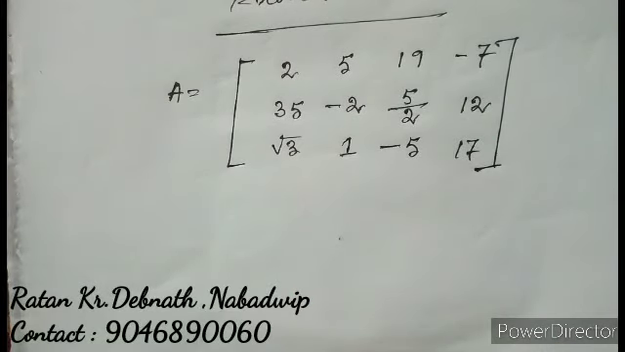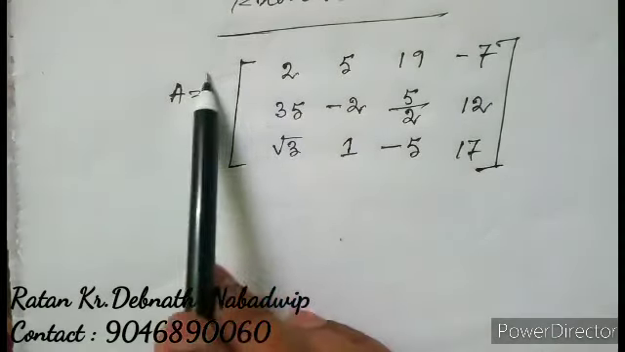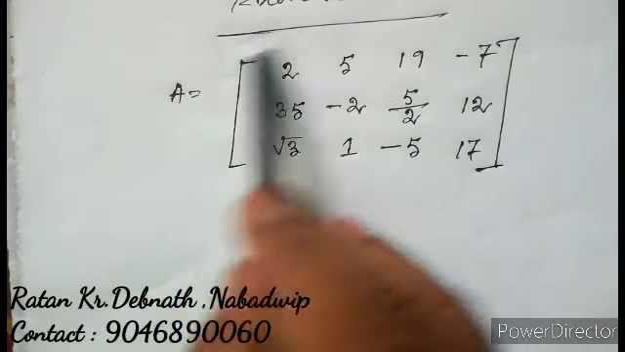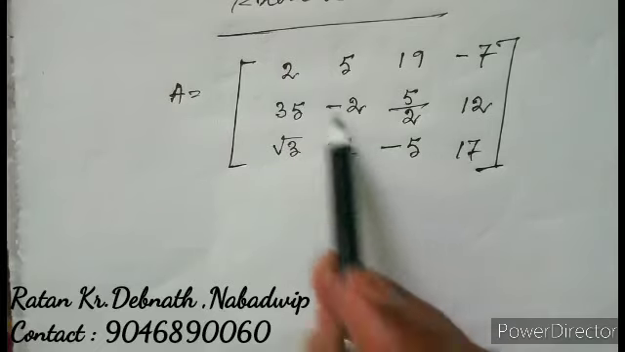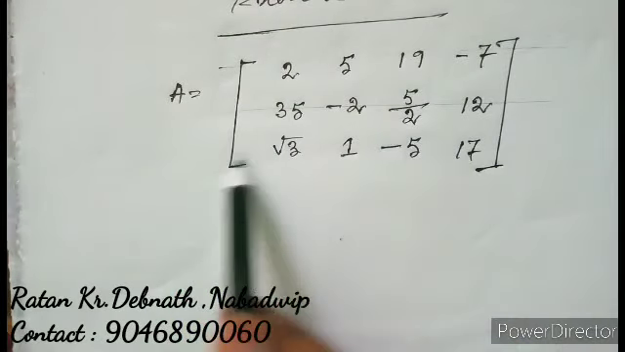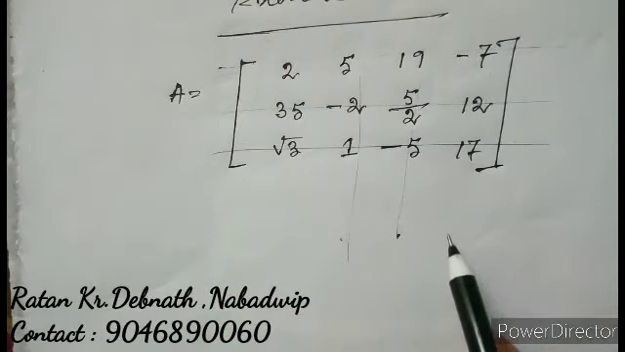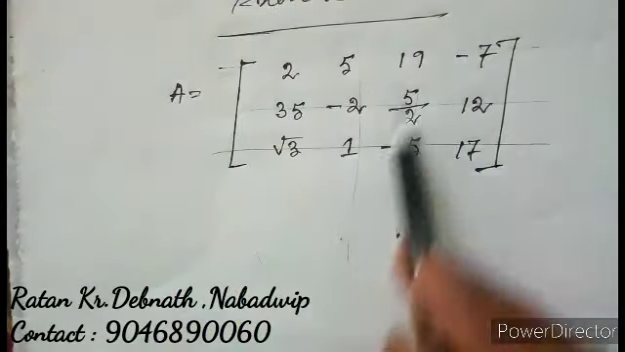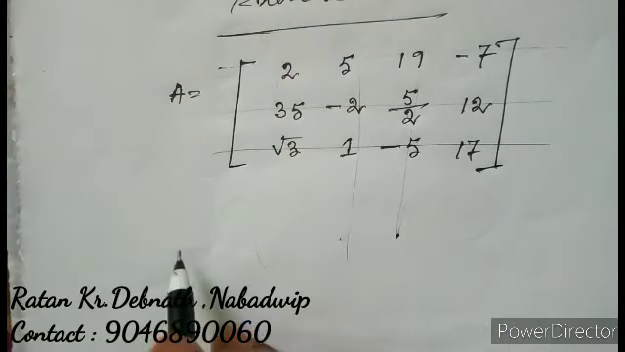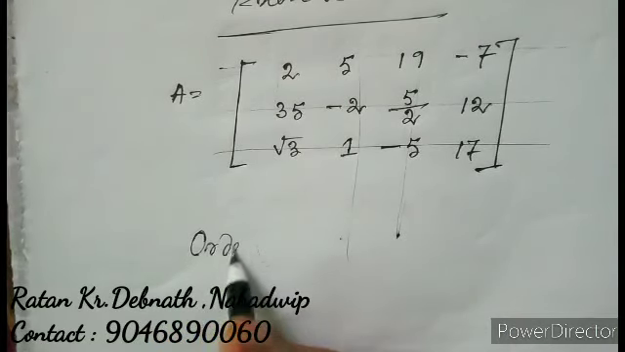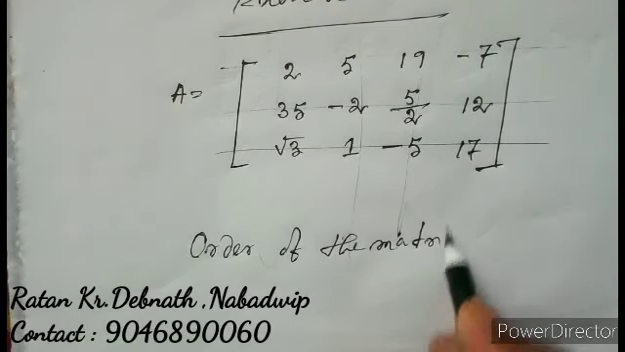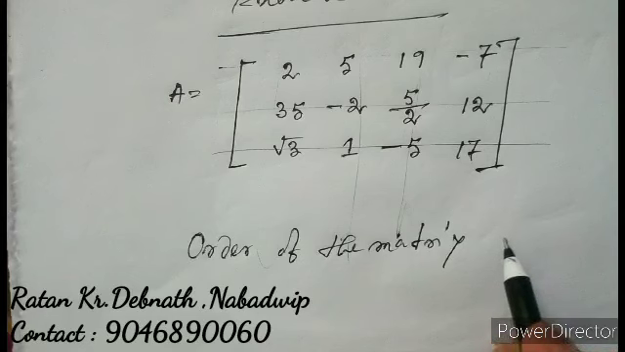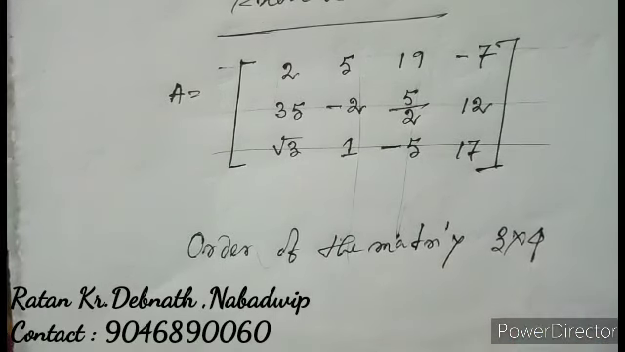As earlier I have discussed, the number of rows in this matrix are 1, 2 and 3, and the number of columns of this matrix are 1, 2, 3, 4. Order of the matrix: 3 cross 4.